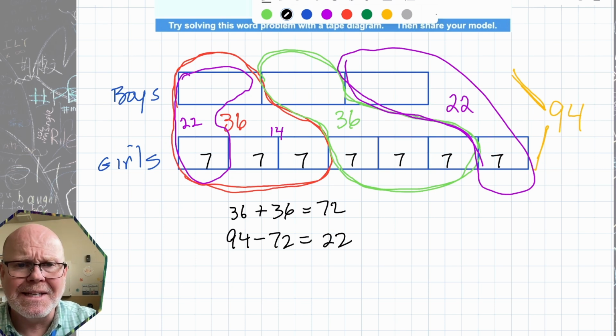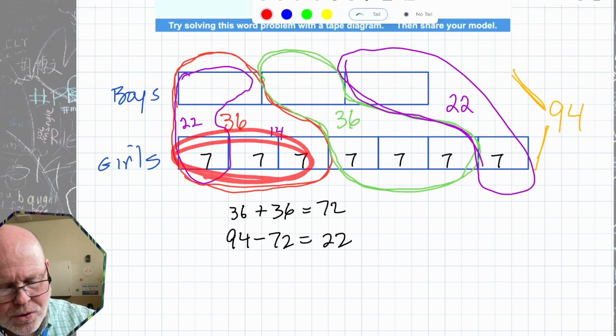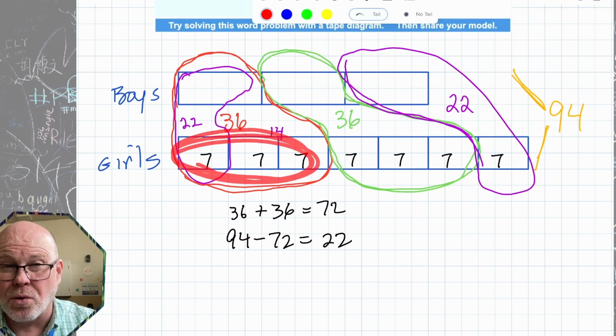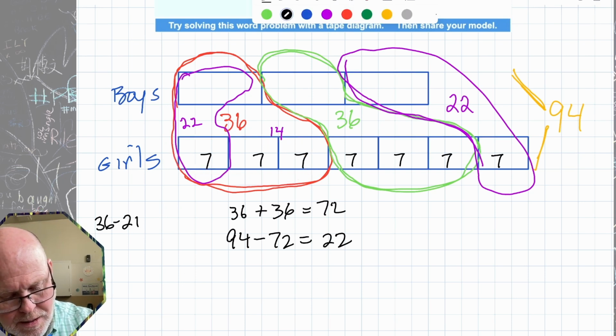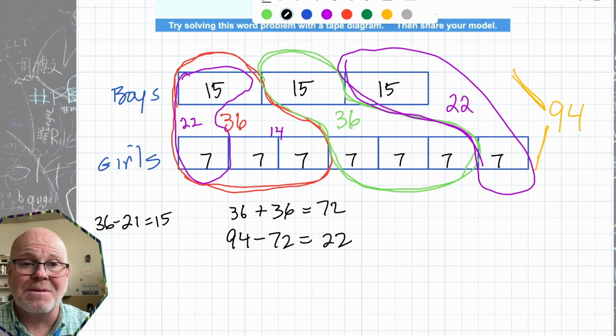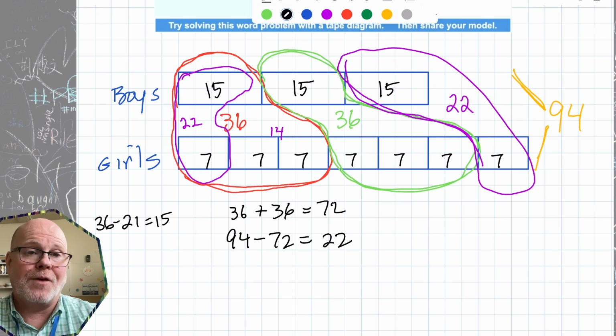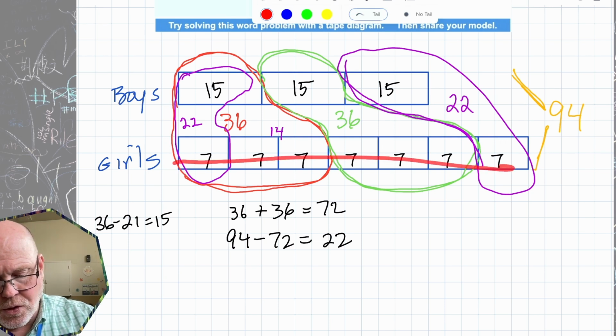And while we're at it, if we know that these 3 girl units equals 21 total, 36 minus 21 equals 15. That means this boy unit has to equal 15. And this boy unit has to be 15, and that boy unit has to be 15. So we've figured out that each of the boy units is 15, each of the girl units is 7.